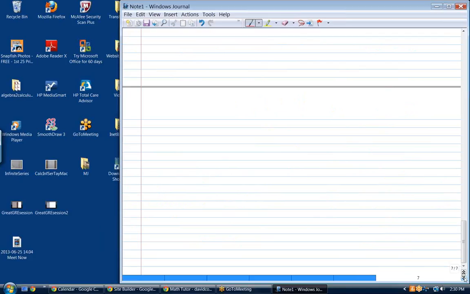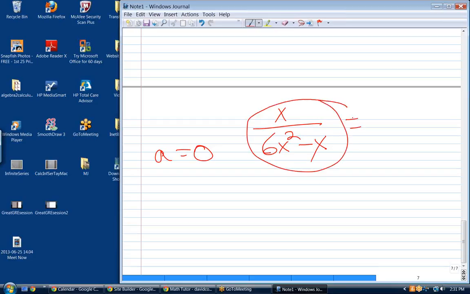Okay. Well, the next question's pretty similar. Determine what, if any, value to assign to f of a to make f continuous at x equals a. F of x is equal to x over 6x squared minus x at a equals 0. Again, it's a factoring problem. So let's factor this to simplify it.